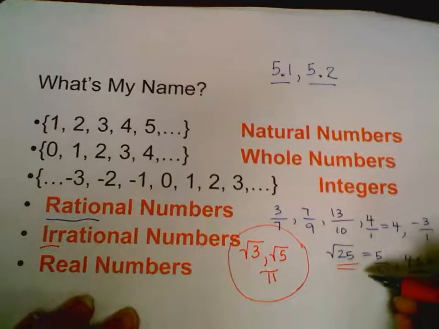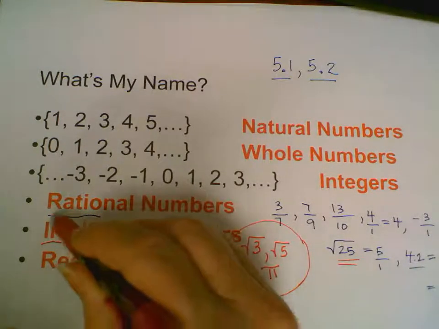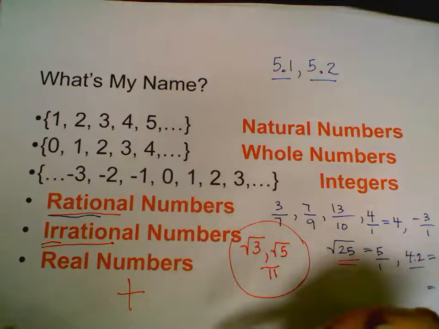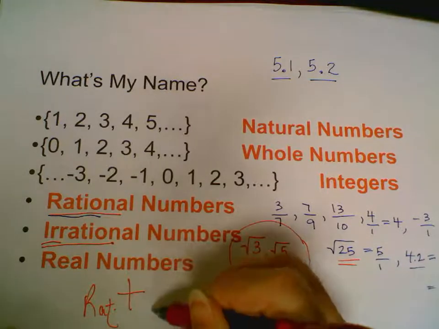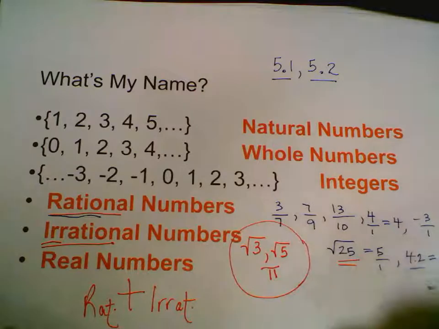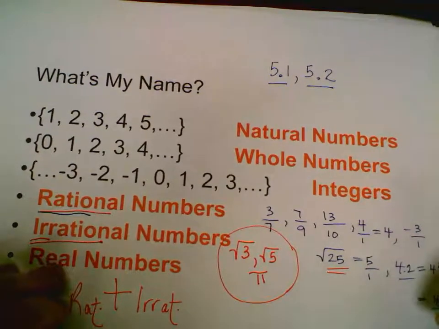Real numbers, very quick definition, is all the rational and all the irrational put together. Real numbers are all the ratios and all the not ratios put together. Those are real numbers. Let's use a Venn diagram to make sure we understand that.